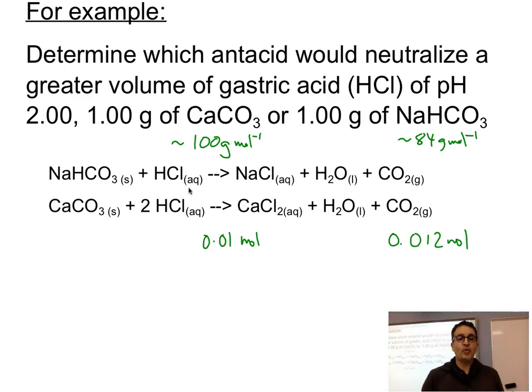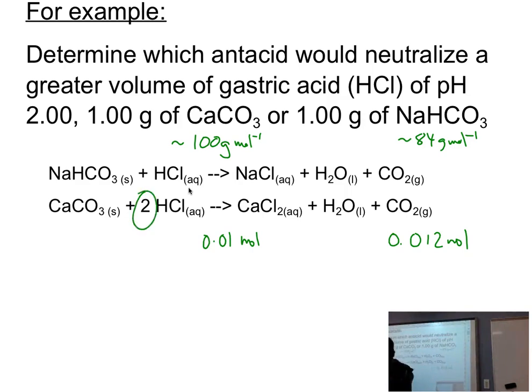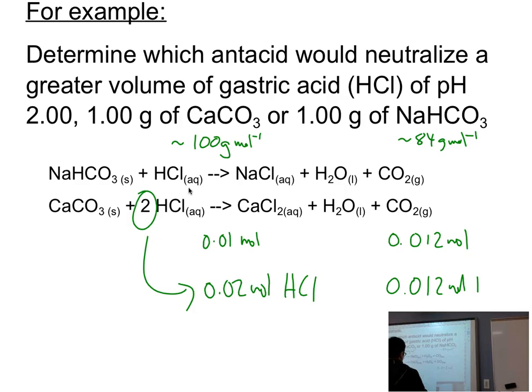Well, you say, obviously the sodium hydrogen carbonate is going to have more moles, so it would neutralize more. And that would be incorrect because we need to take into consideration the stoichiometry. The calcium carbonate can neutralize 0.02 moles of hydrochloric acid, while the sodium bicarbonate will only be able to do 0.012 moles. So that's very important that we remember that.